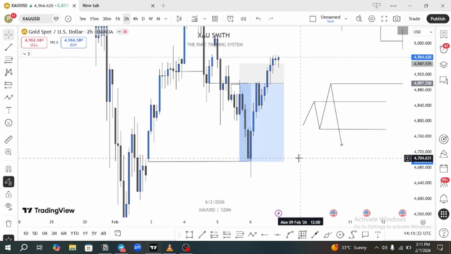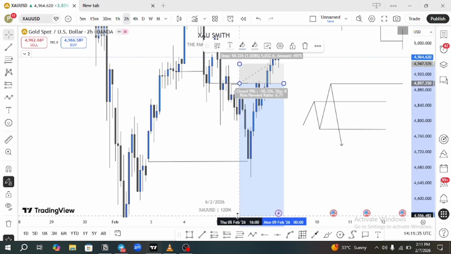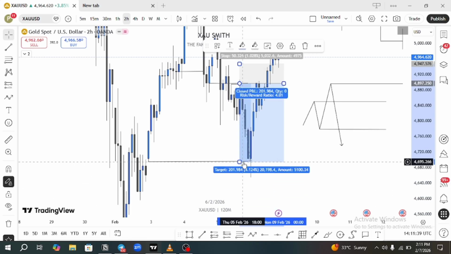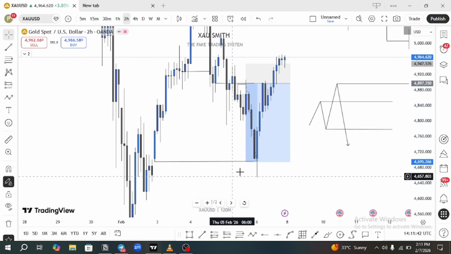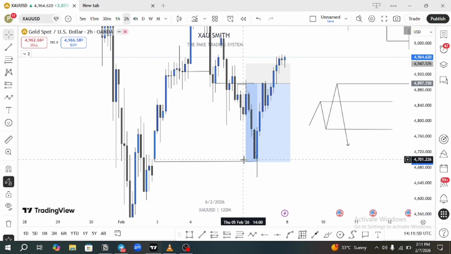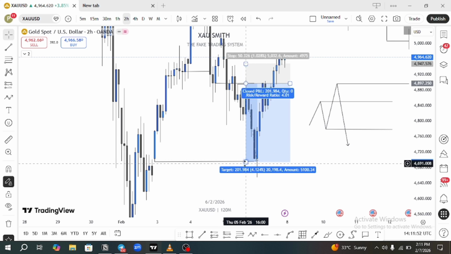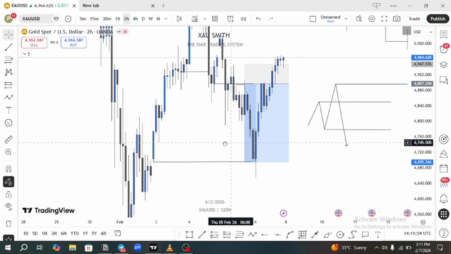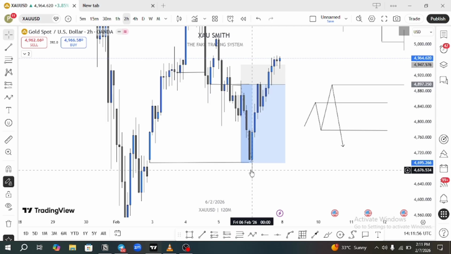Don't look to take your target at unrealistic places. Always look for the nearest draw on liquidity, then you can take it, unless maybe you have a multiple CRT formation. But in this case, it was a single candle CRT formation. So you look to take your target, your TP, there, which is very necessary. And we could see how market came and tapped that daily low and started buying again.